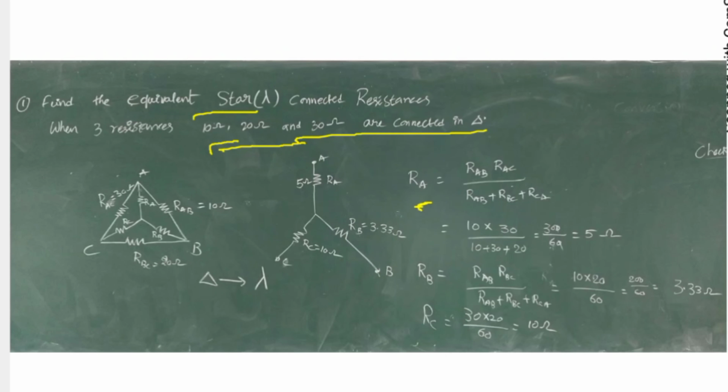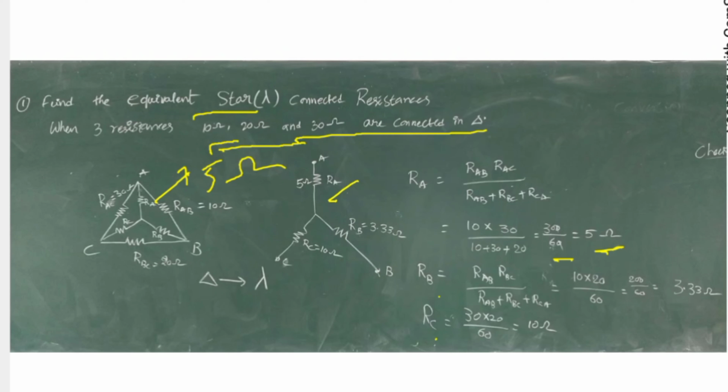That is the conversion principle we are using. RA equals the product of adjacent arms divided by the total sum. This formula we are using. Now if you substitute RAB and RAC product divided by the sum, that is 10 into 30 divided by 10 plus 30 plus 20, equals 300 by 60, equals 5 ohm. RA is 5 ohm. Similarly, we can calculate RB and RC, the product of adjacent arms divided by total resistance.